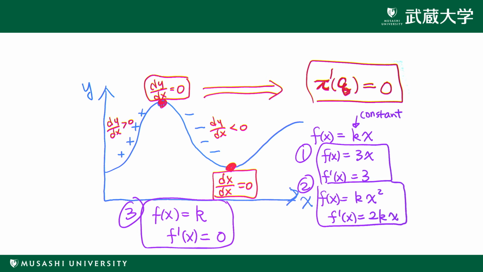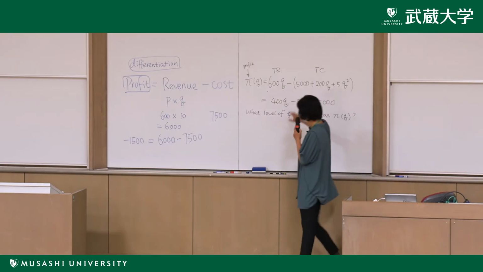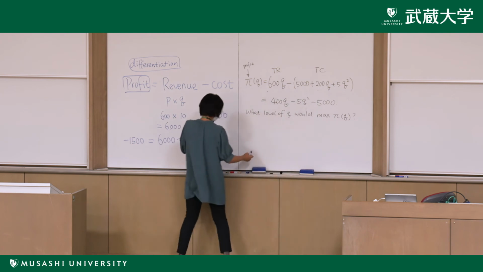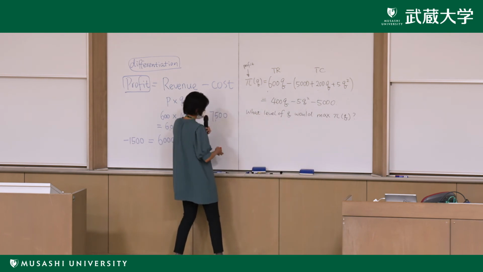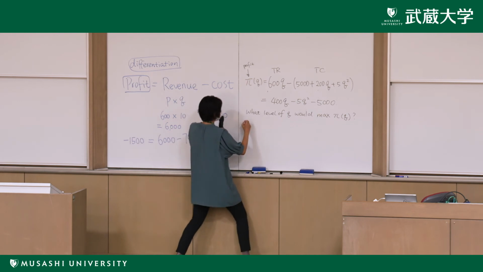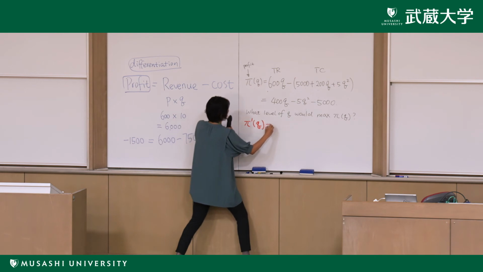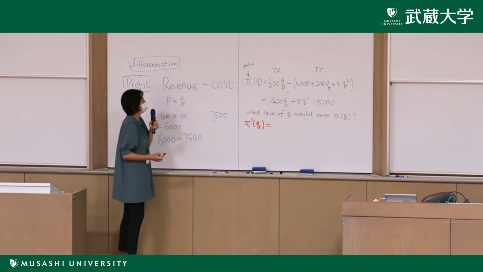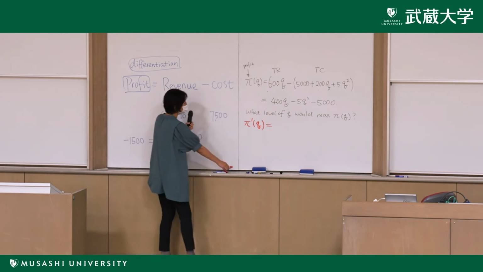Because we're going to do a lot of exercises together, that helps you to figure out this question. So let's use this rule to get the derivative of the profit function. I want to get pi prime q, the slope of this curve as a function of q. So what do we get?